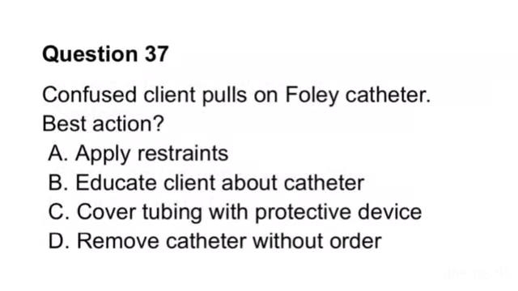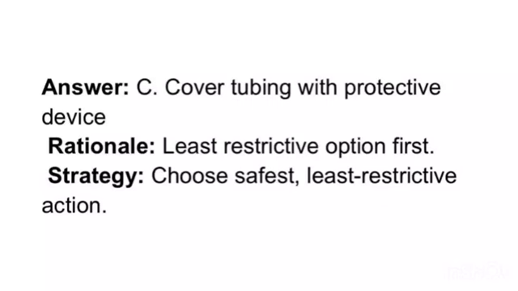Question 37. Confused client pulls on Foley catheter. Best action? A. Apply restraints. B. Educate client about catheter. C. Cover tubing with protective device. D. Remove catheter without order. Answer: C. Cover tubing with protective device. Rationale: least restrictive option first. Strategy: choose safest, least restrictive action.